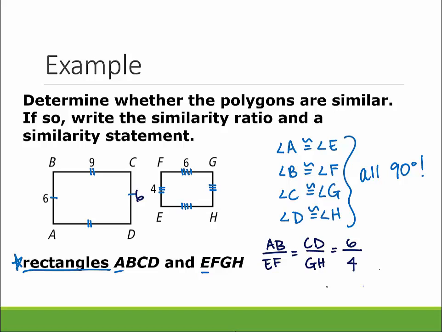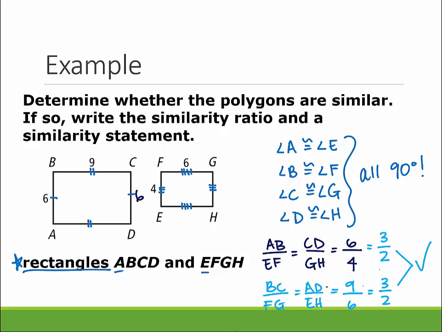And then we have to do it with the other ones. BC over FG should be the same as AD over EH. And BC and AD are both 9, and FG and EH are both 6. So if we simplify this one, we get 3/2, and if we simplify this one, we get 3/2. So we get the same thing.